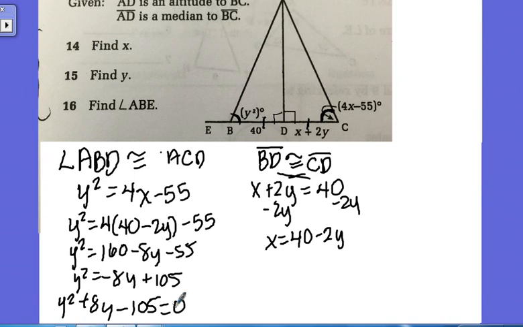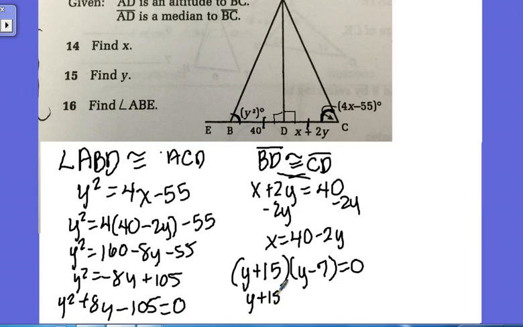And we're going to go ahead and factor that out. Thinking the factors of negative 105 that are 8 apart are 15 and 7, negative 15 and 7. So that's going to factor y plus 15 and y minus 7 is equal to 0. And that's going to give us what we want here. Setting them both equal to 0 and solving, we get y equals negative 15 or y equals 7.